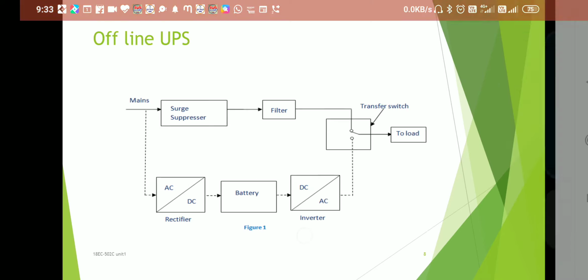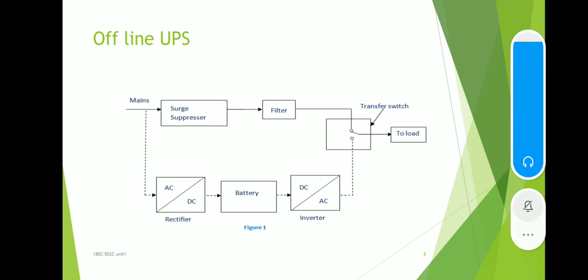See, this is a block diagram of an offline UPS. If you see this, there are solid lines and dotted lines. In the offline UPS, the load is directly connected to the mains through the suppressor and filter, and there is a transfer switch. The main action is with this transfer switch. Whenever the main supply is on, the transfer switch connects the main supply to the load. Whenever the main supply is off, the transfer switch immediately switches to the solid lines. What are the parts in the solid lines? An AC-DC rectifier, a battery, and an inverter.